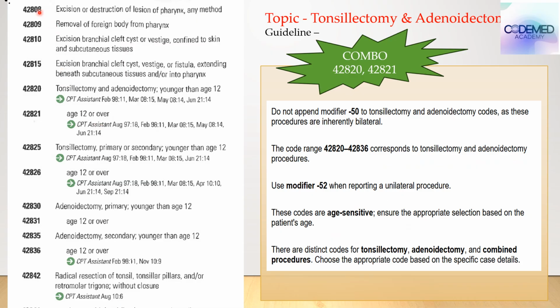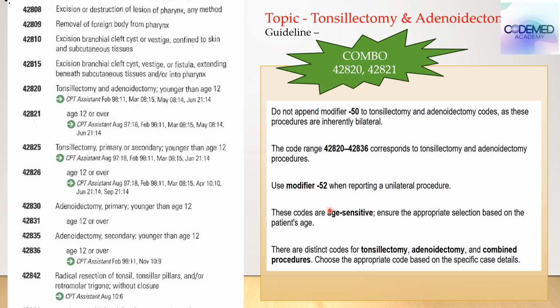So these are the codes for the tonsillectomy. That's our next topic, tonsillectomy and adenoidectomy. Let us look at the guideline. Do not append a modifier 50 to the tonsillectomy and adenoidectomy codes, as these procedures are inherently bilateral. The code range is 42820 to 42836.